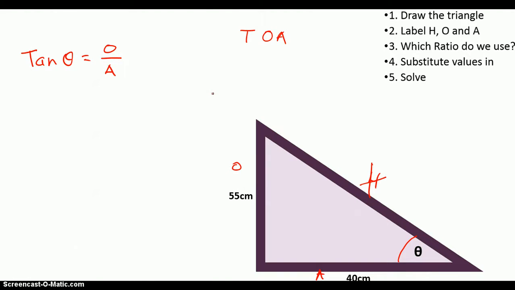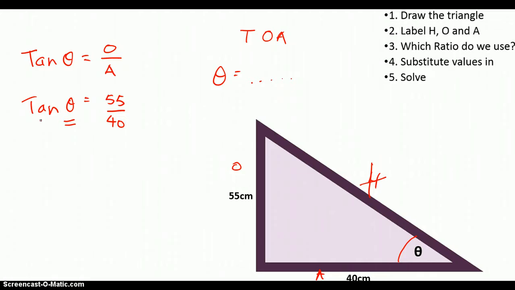Next step, substitute the values in. So what we would get is tan theta equals 55 over 40. Now, at this step, in the previous videos, you would have worked out that there's an x on this side, I must be doing something here. However, in this video, you'll see the theta is right here, and that's what we're trying to work out. So we want to get something that says theta equals something.